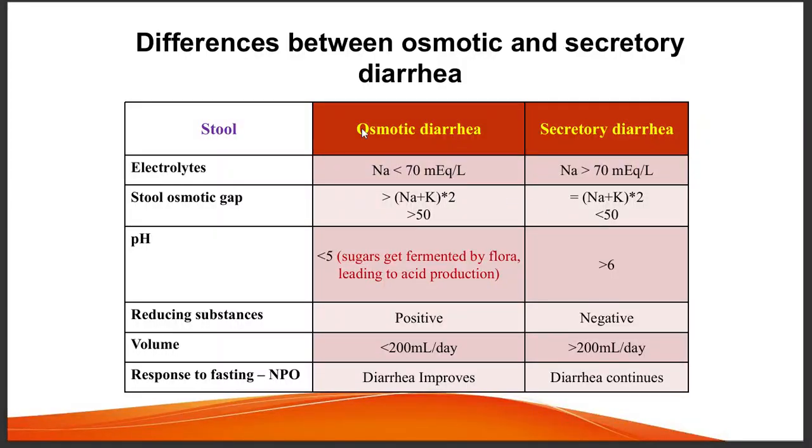So when you look at the difference between osmotic diarrhea and secretory diarrhea, in osmotic, sodium is going to be less than 70. In secretory, sodium is going to be greater than 70 milliequivalents per liter. In other words, in osmotic diarrhea, you're actually losing sodium in the stool. In secretory diarrhea, you actually lose sodium.